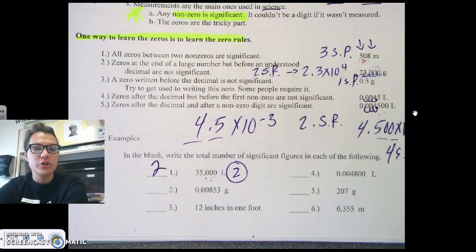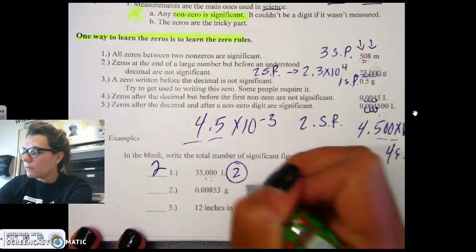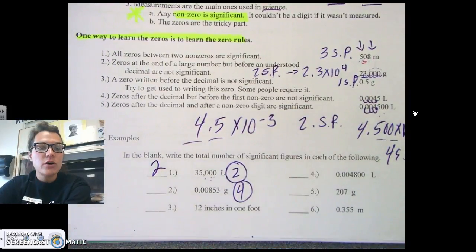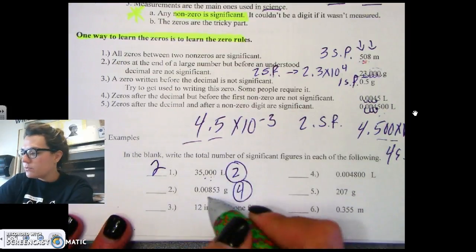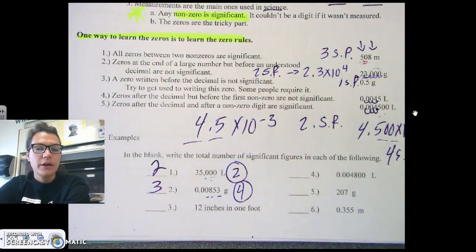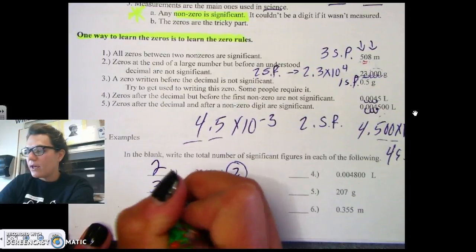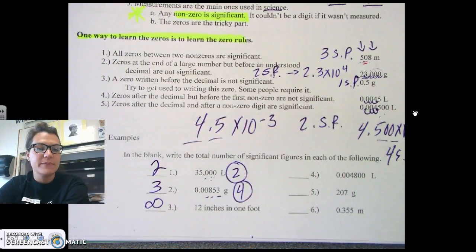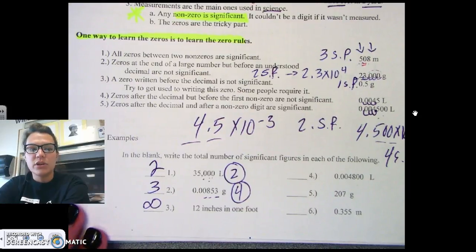Okay, what rule is number 2? Number 2 is rule number 4. Zeros after a decimal before a non-zero are not significant, okay? So this would be 1, 2, 3 sig figs. All right, what about number 3? This isn't a zero rule. By definition, 12 inches and 1 foot will have an infinite amount of significant figures because of all those zeros after the decimal.